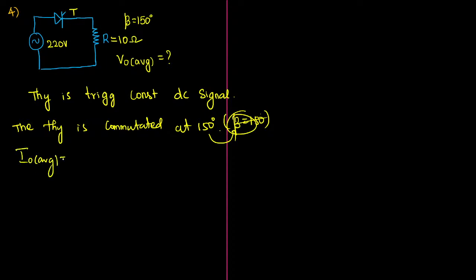I naught average is dash. That's all. I am repeating one more time. A single phase half wave rectifier is feeding power to a 10 ohm resistive load as shown in the figure. The thyristor is triggered by a constant DC signal and the thyristor is commutated at 150 degrees. Then find the average output current consumed by the load. That's all. You can take 3 to 4 minutes also, but I need the answer from your side.